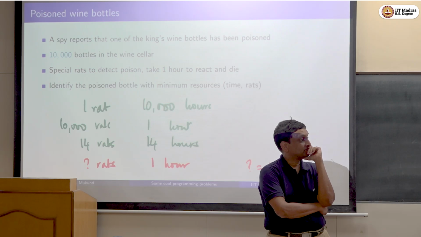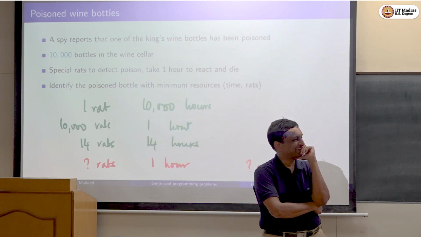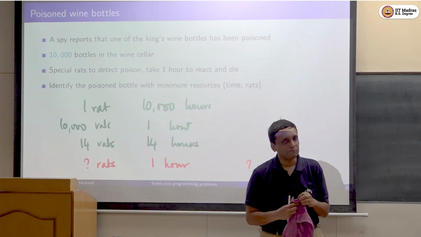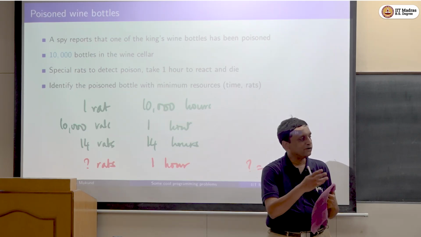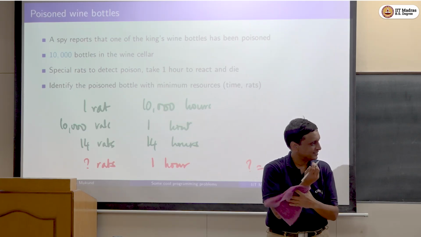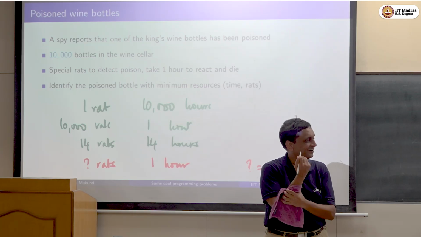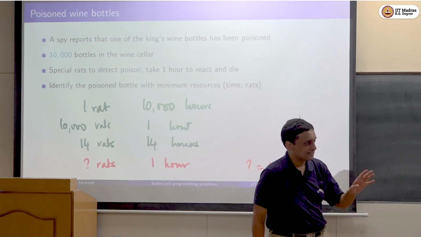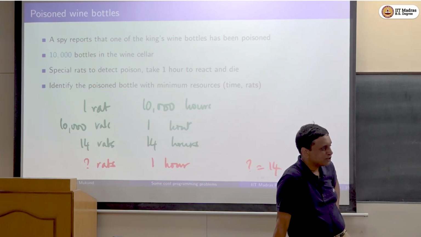You can give a certain interval of minutes. Measure the time. You're going to send out rats at 10-minute intervals into this. But how are you going to do it? How are you going to arrange the bottles? What is the bottle distribution? I mean, what is the strategy for distributing bottles to 14 rats?